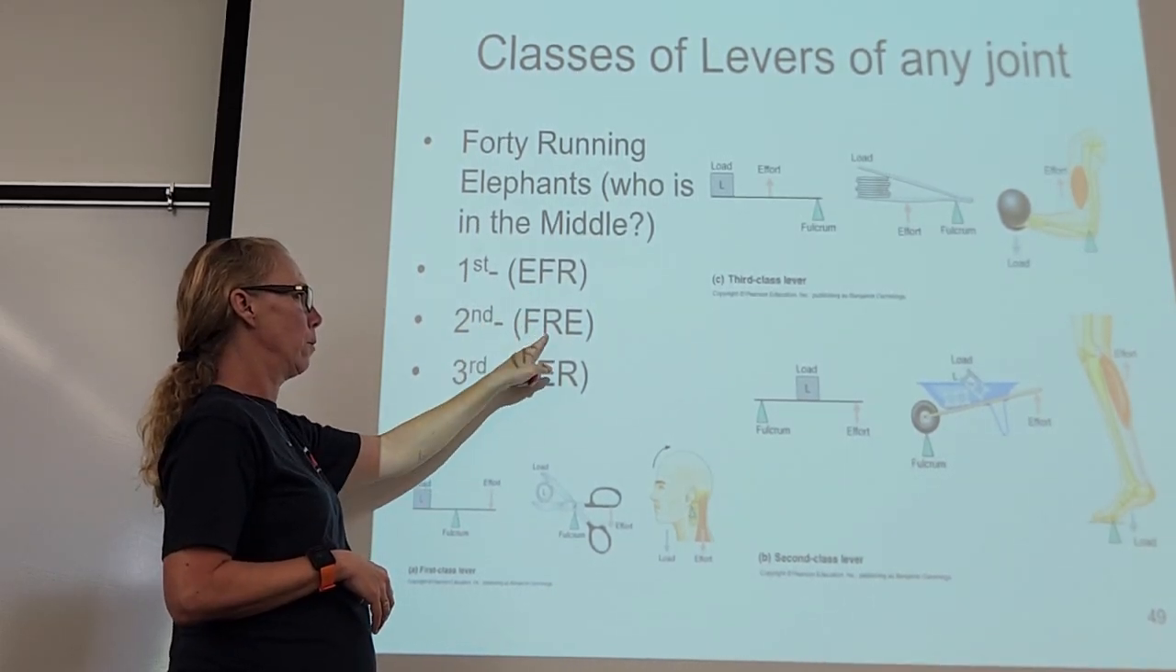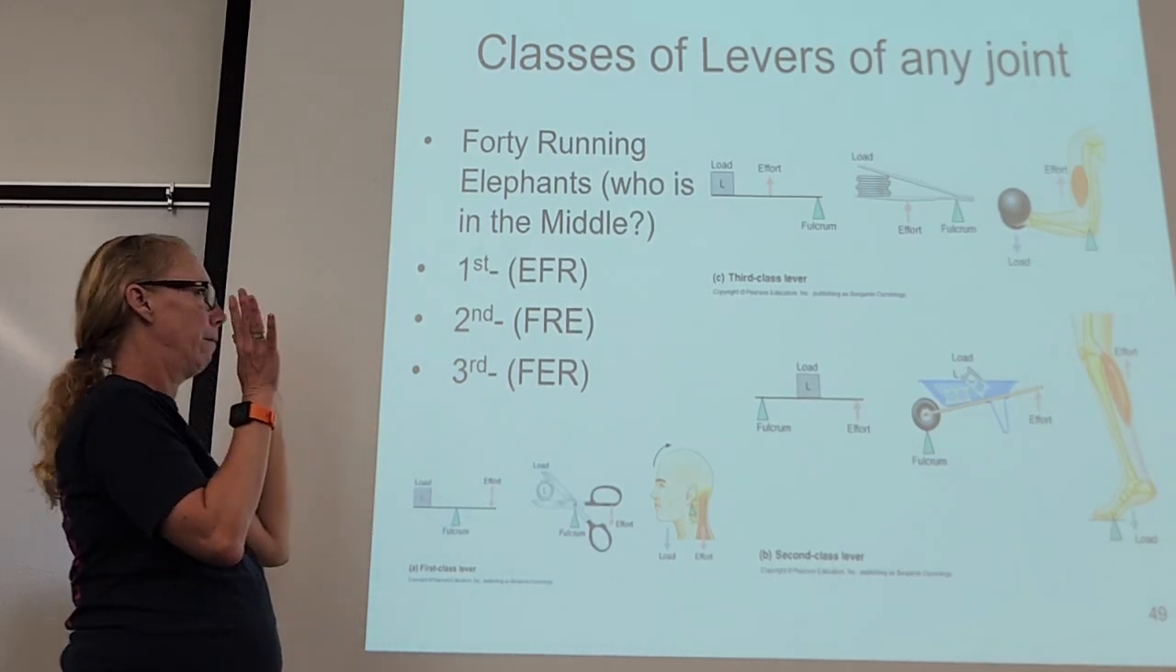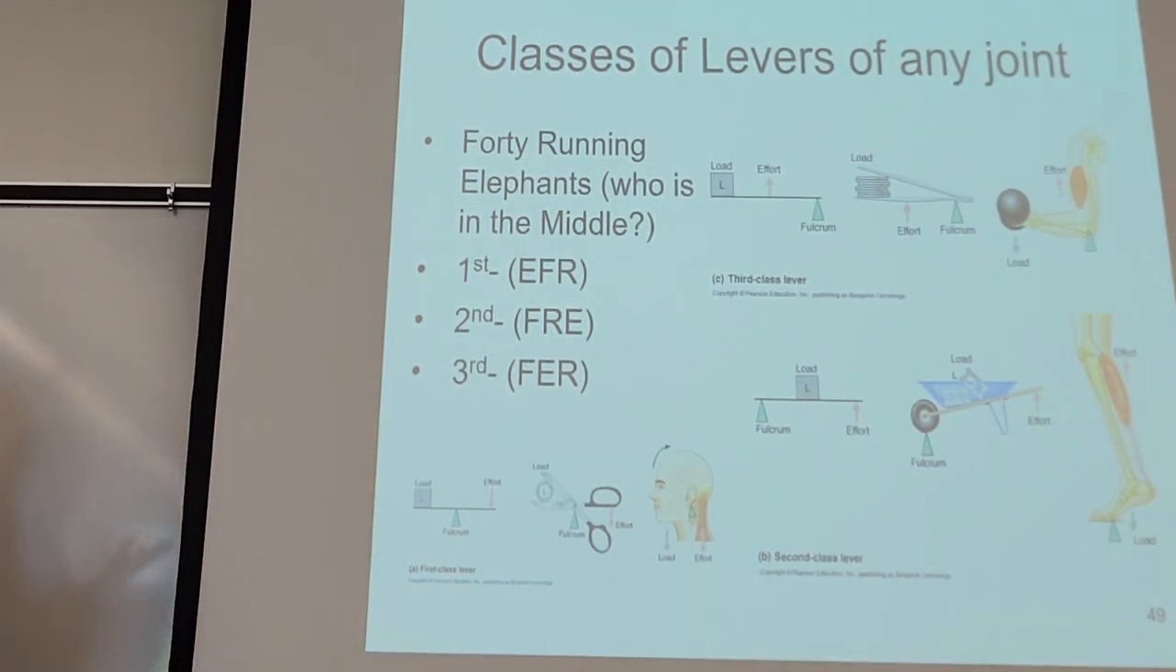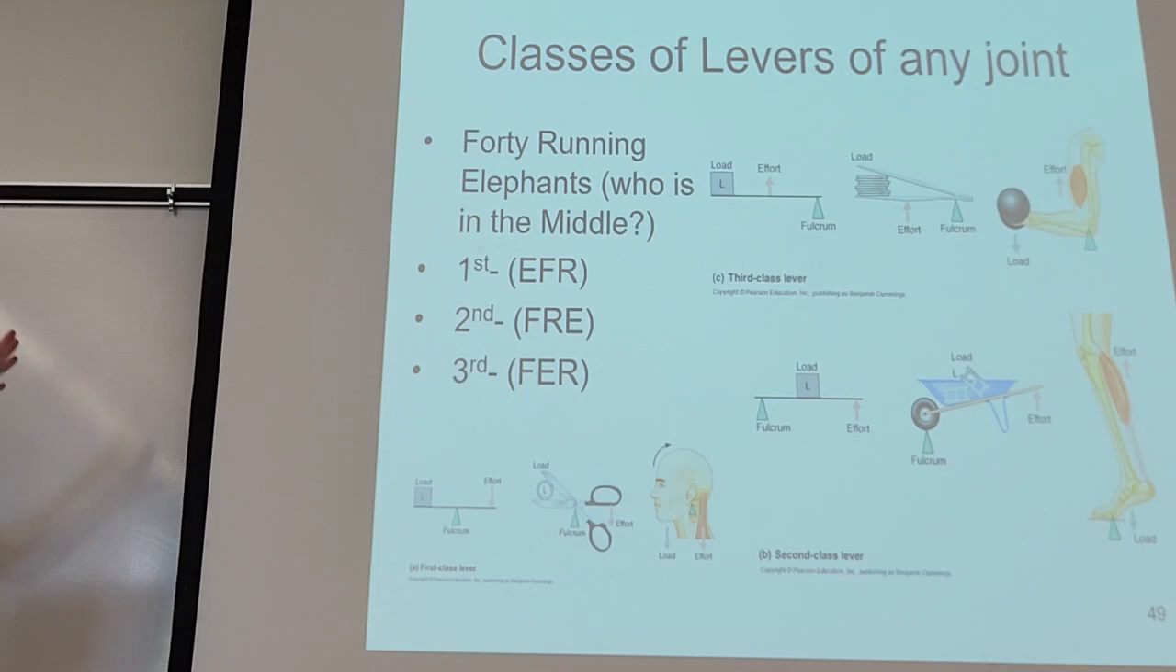There's a mnemonic, F-R-E, which is basically just the middle letter for what's in the middle: the fulcrum, the resistance, or the effort. I don't use that, but if you use it and it helps you memorize where the letters are and what's what in terms of the lever system, you can utilize that. But if not, just ignore that. It's not anything I'm going to ask you about. Okay?